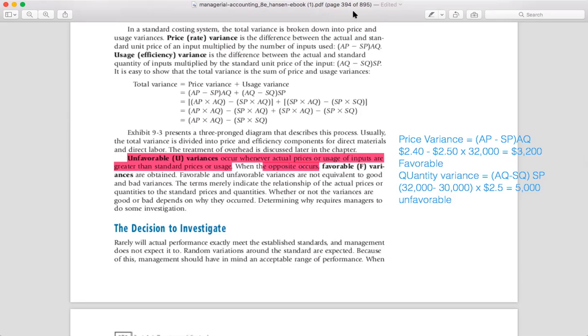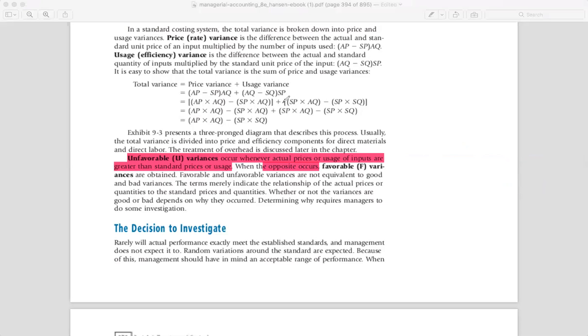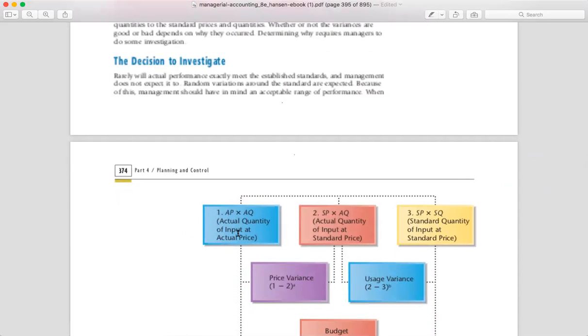Okay, all right, so let me just clear our drawing test in here. Now, it will be based on the decision of the manager, right? So the decision to investigate.